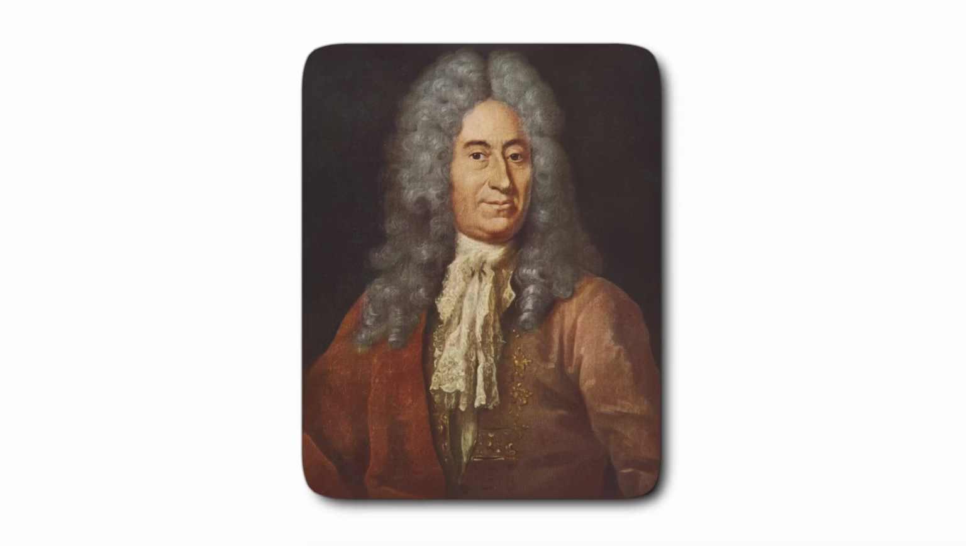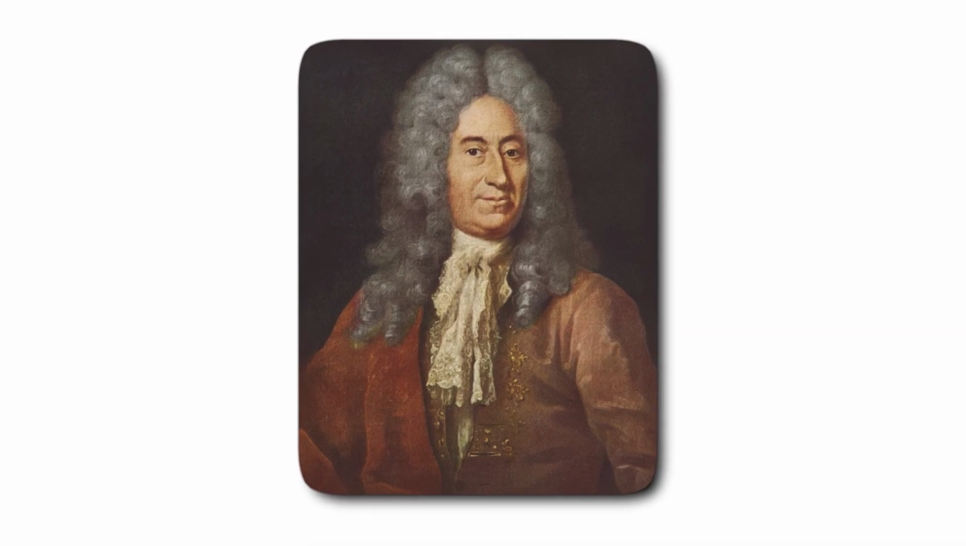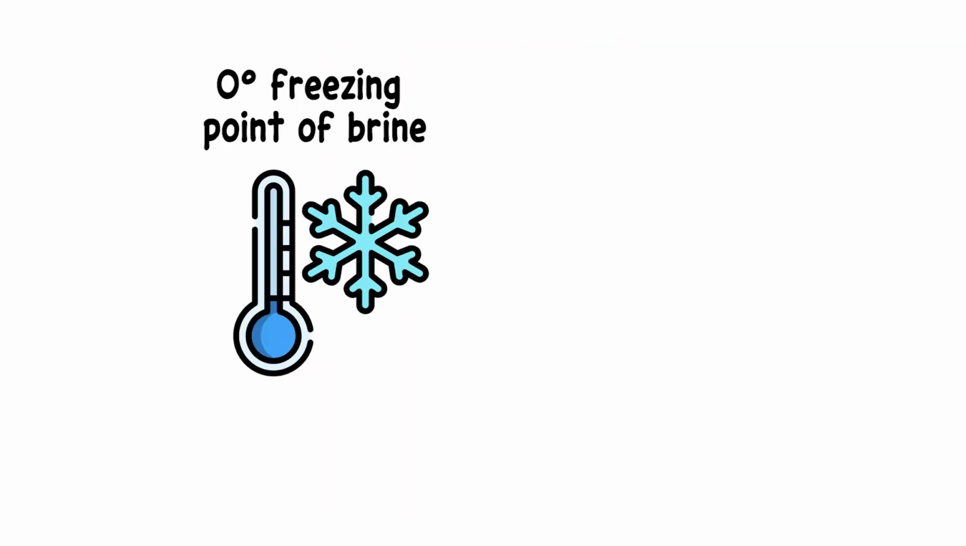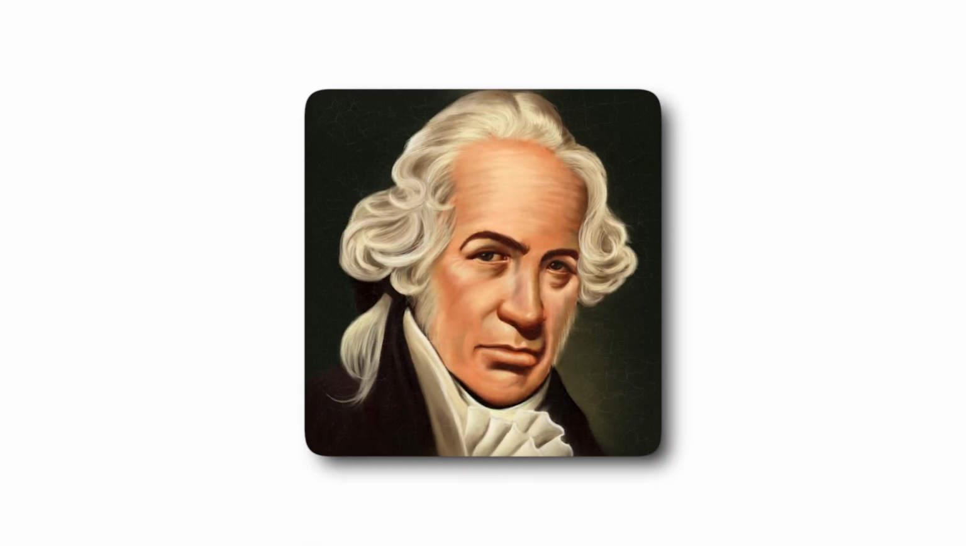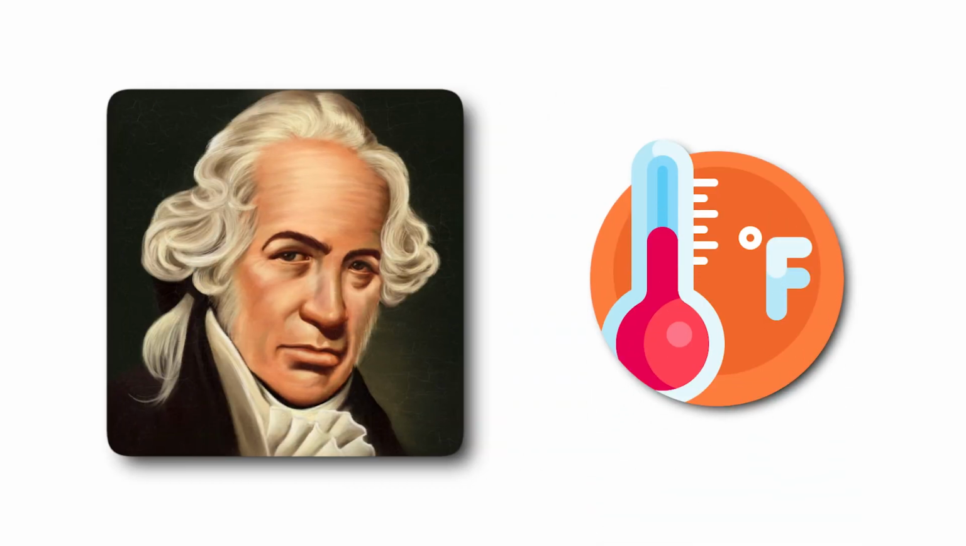Number 4. The Rømer Scale. Danish astronomer Ole Rømer proposed his temperature scale in 1701. He designated 0 degrees as the freezing point of brine and 60 degrees as the boiling point of water. Interestingly, Rømer's work influenced Daniel Fahrenheit, who later developed the Fahrenheit scale after studying Rømer's methods.